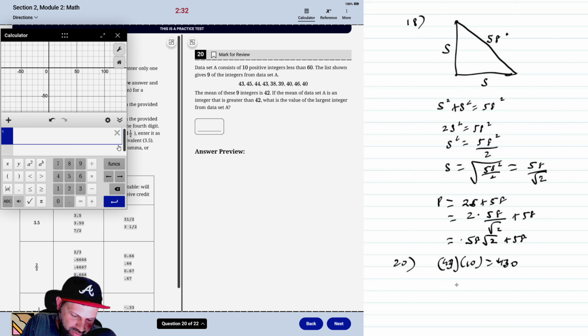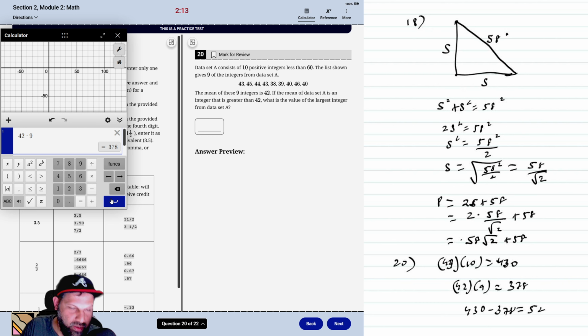And for the earlier data set, the mean was 42 times 9, which is going to be equal to 378. Okay, so we have to subtract 430 minus 378, which is going to be equal to 52, I think.